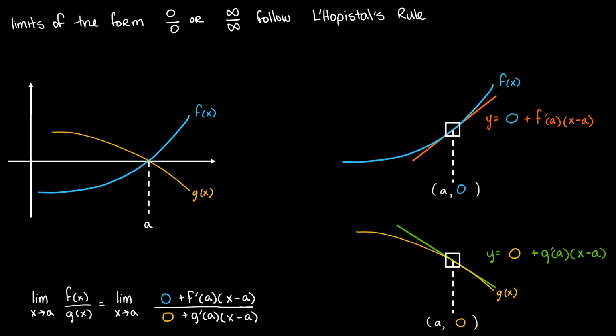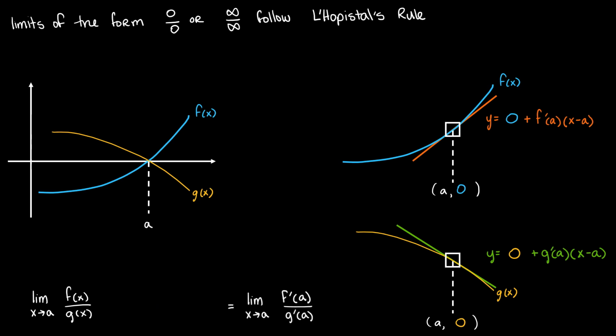So this simplifies our expression a little bit, but also notice that now we have a numerator and denominator with a factor of x minus a that we can divide off. And so we see that using this linear approximation substitution for f and g, we're actually just looking at the derivative of f at a and the derivative of g at a while x is approaching a. And this is the shortcut L'Hopital's rule.